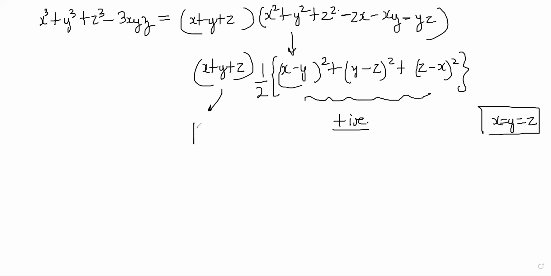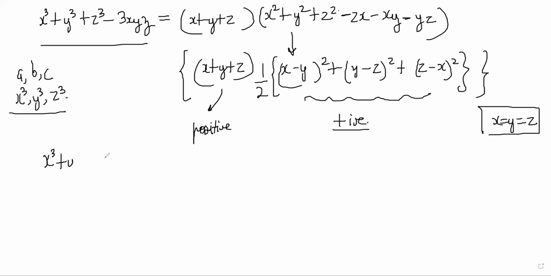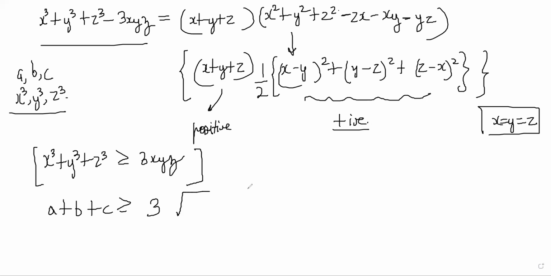And this part is also positive because by definition, we have said that a, b, c were positive. A, B, C, which is x cube, y cube, z cube, we had said was positive. So the whole thing is positive. The RHS is positive. Therefore, you have proved that x cube plus y cube plus z cube is greater than or equal to 3xyz. Equality happens when all three numbers are equal. And that is the same thing as saying that a plus b plus c is greater than or equal to 3 times the cube root of abc, which is the P3 case, right?